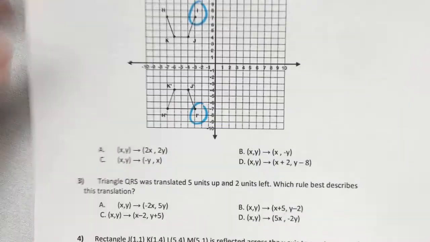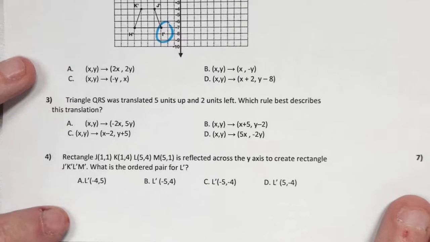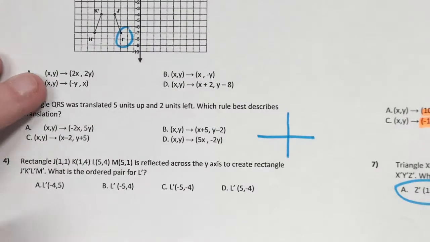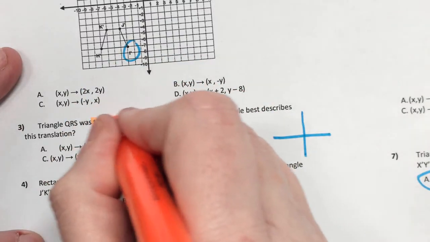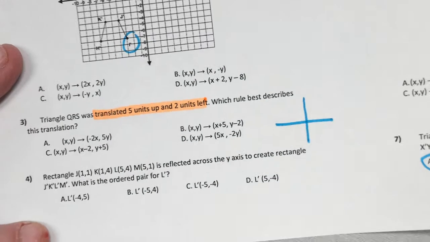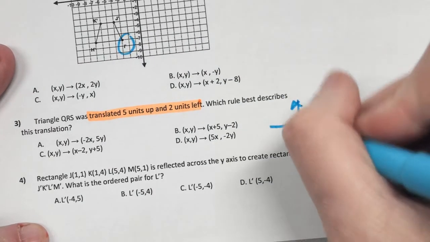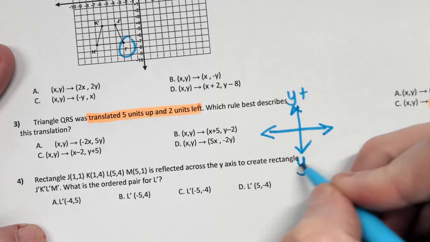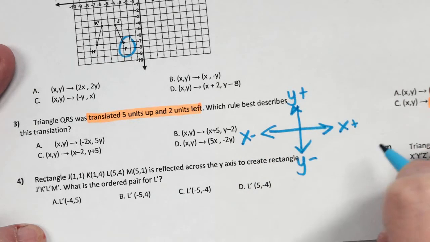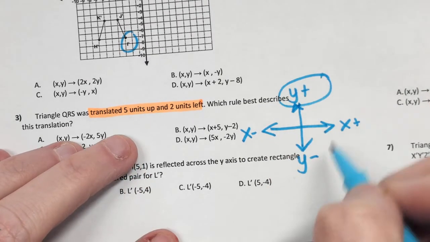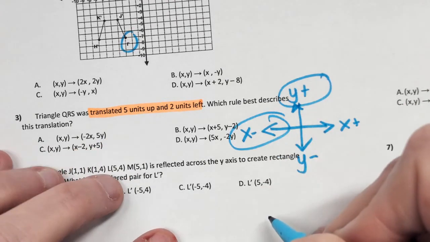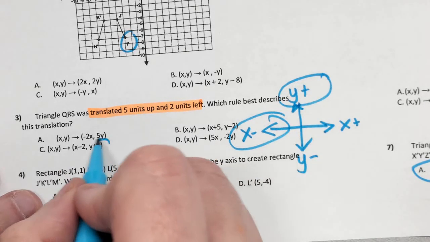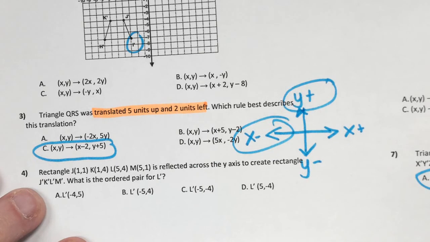Let's check this one over here, this last one. We'll do this last one together, and this is going to give us the rule. And this, again, easy, right? Just like those ones we did. It says that it's translated 5 units up and 2 units left, right? So I'm going to do my thing here. Okay, I have my Y plus, Y minus, X plus. It says 5 units up, 2 units left. So I should have a Y plus X minus. I should have, I'm sorry, an X minus Y plus. There's X minus Y plus.